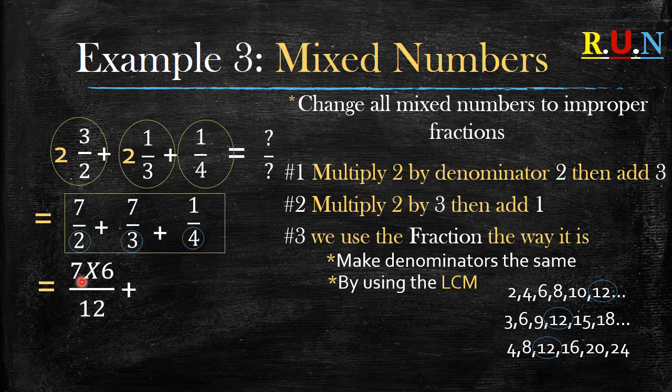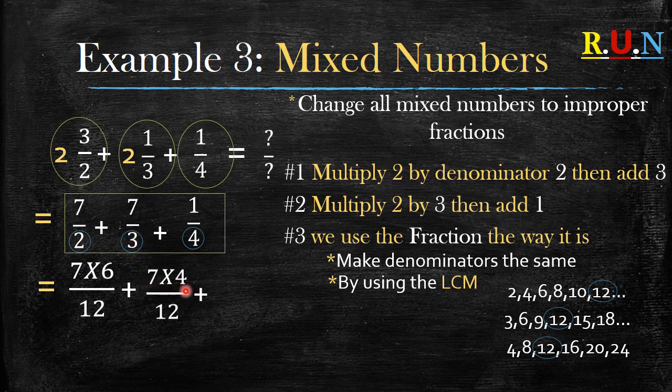So now we have 7 times 6. Why is it 7 times 6? Because the 7 was already the numerator. Why is it times 6? Let's look at the multiples of 2. How many numbers does it take for it to get to the LCM? It takes 1, 2, 3, 4, 5, 6. Hence the 7 is multiplied by 6.